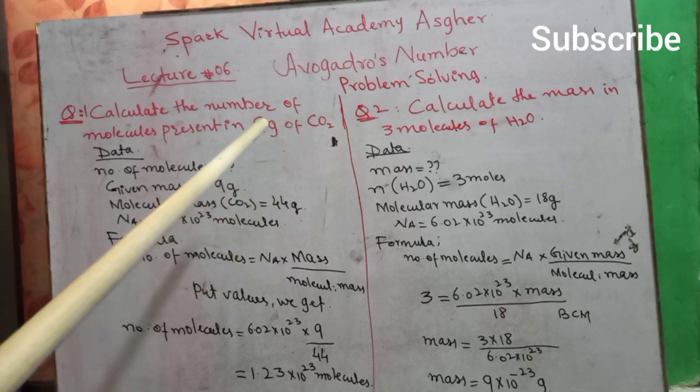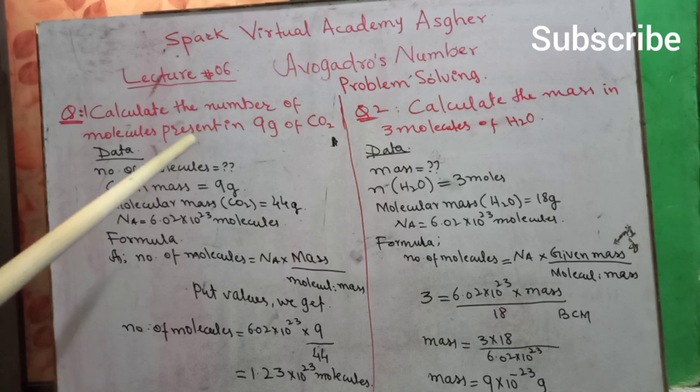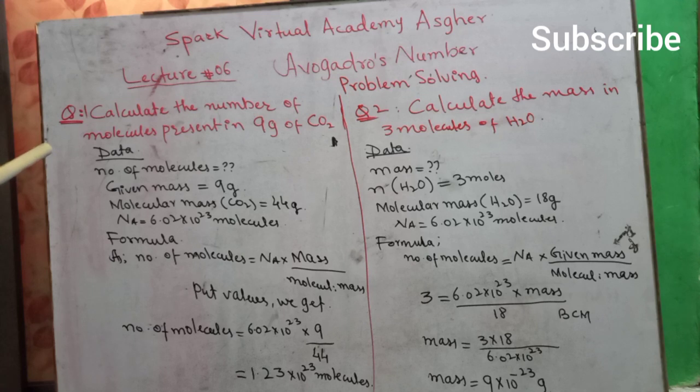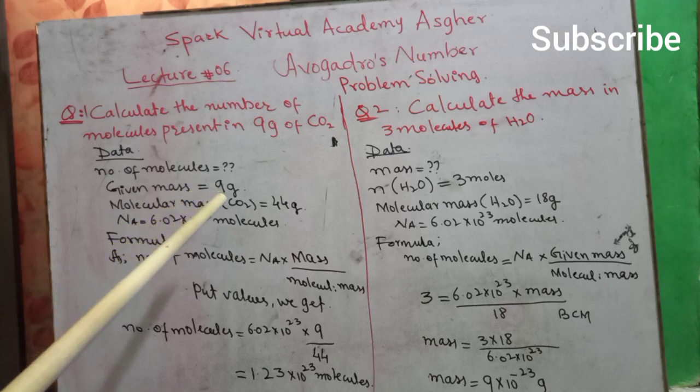As we did in yesterday's problem solving, whenever we have to solve problems, we first have to sort out the data. Data means the things which are already given in the question, or the things which are constant that you have to mention in your data. Here you have to find the number of molecules, which is equal to a question mark. Then the given mass is 9 gram.